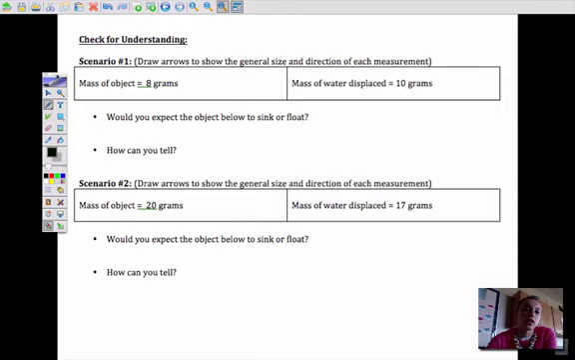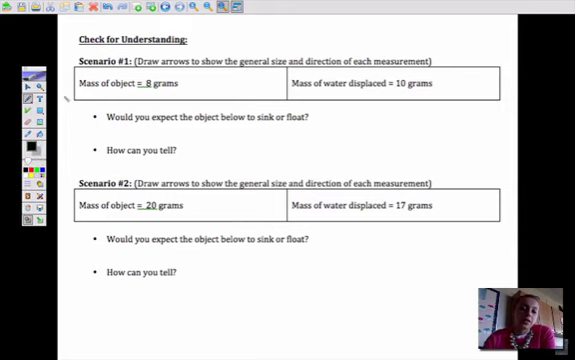Turn the page over. We have two scenarios, and I think this will help clear up a lot of confusion that I'm sure a lot of you are feeling right now. So if the mass of an object we put in water is 8 grams, and we measure the mass of the water displaced as 10 grams, is it sinking or floating, and how can we tell?